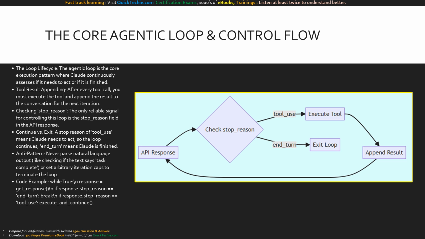Looking at this flowchart, you can easily visualize the control flow. Every API response leads to a decision point checking the stop reason. A tool use signal loops us through execution and appending, seamlessly feeding back into the API. An end turn safely exits the loop.